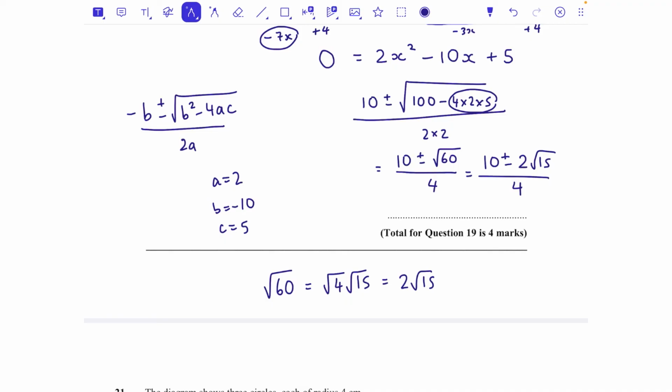Everything can be divided by 2. So my final answer is 5 plus or minus root 15 over 2. And that is in the format that they've asked us for at the top.